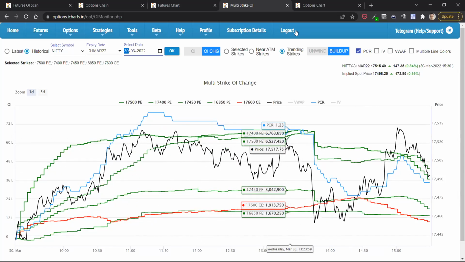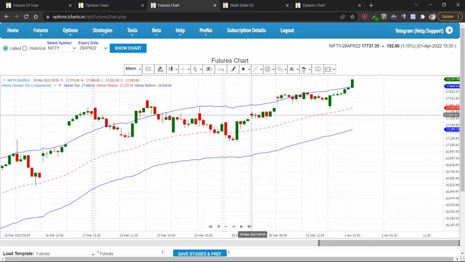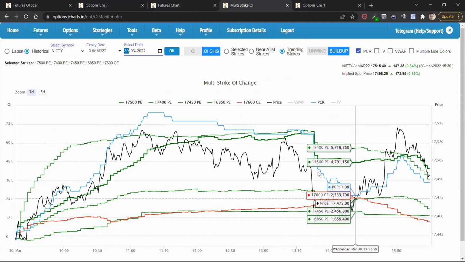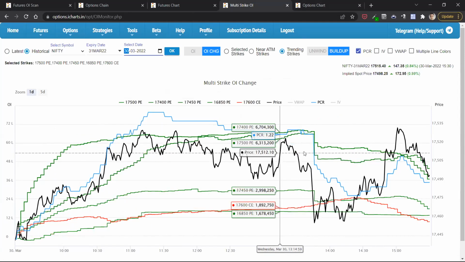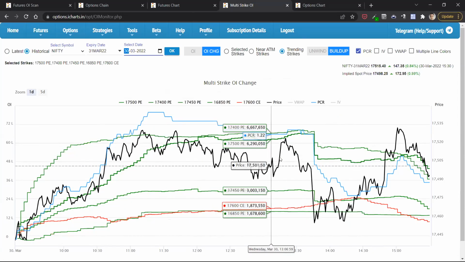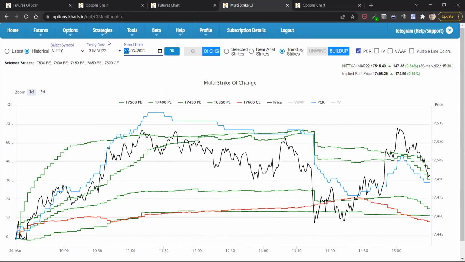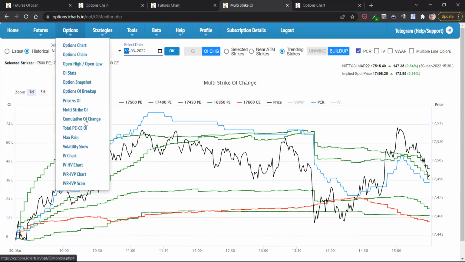But on many days, if it is going to be sideways to bullish, then it is going to show you bullish throughout the day. You can watch it and you will get an idea. Monitor it for a few days, you will get an idea. So this is one. There is also cumulative OI change.